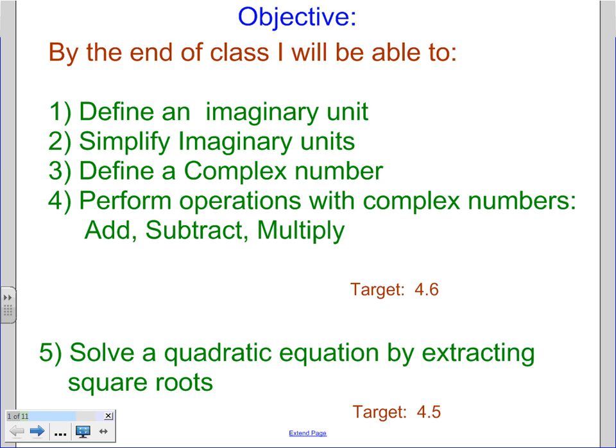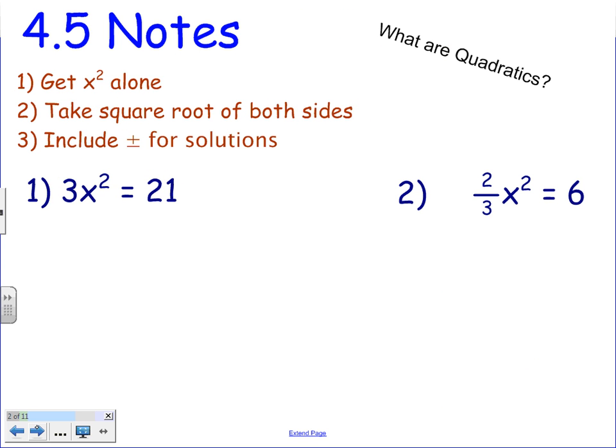And also solving by taking the square root. So both of those things will come up, and here are the more detailed parts of the objective. All right, so the first thing I want to notice, again, 4.5 in the book, and let's talk a little bit, what are quadratic equations?